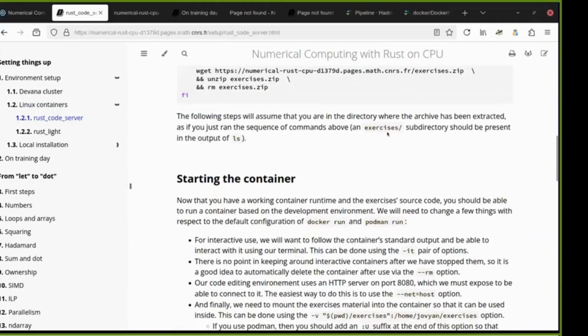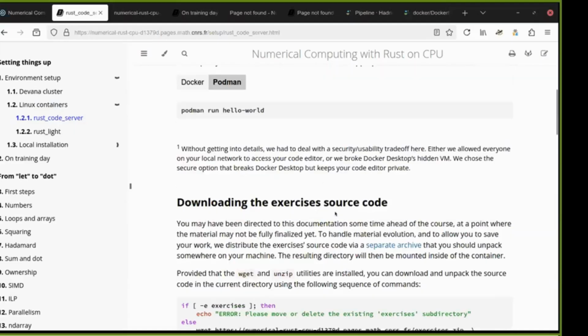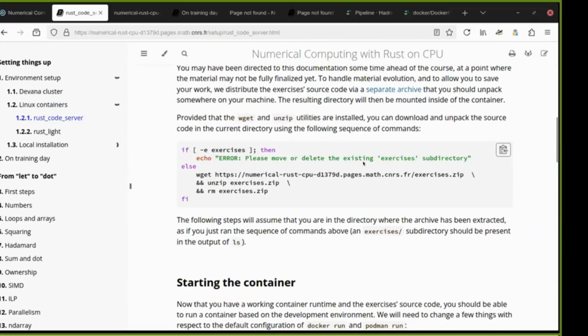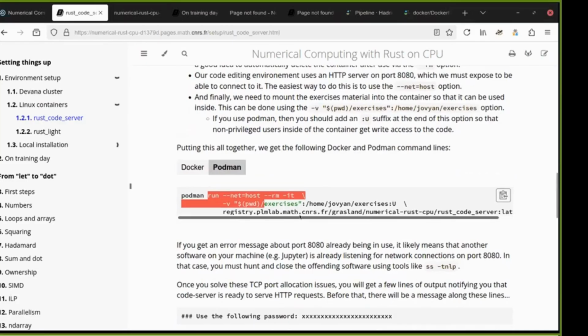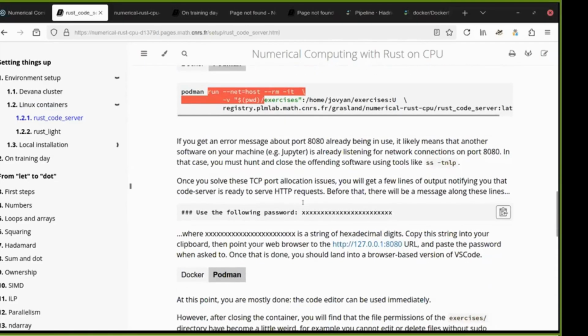Then once you have a working Docker or Podman, as usual, you need to get the exercises source code. And here the idea will be to start the container and mount the exercise source code as a directory inside the container. And when you do that, this allows you to edit files from your local machines and see them reflected in the container. But it also means that anything you do in the container will still be on your hard drive later on when you stop the container. Whereas normally, when you stop a container, all files inside of it are lost.